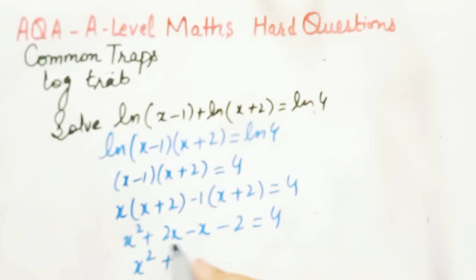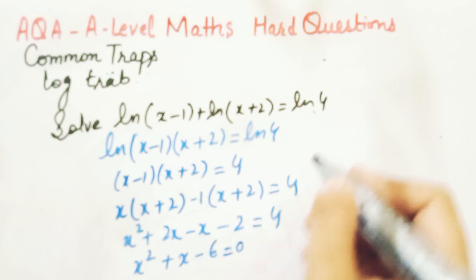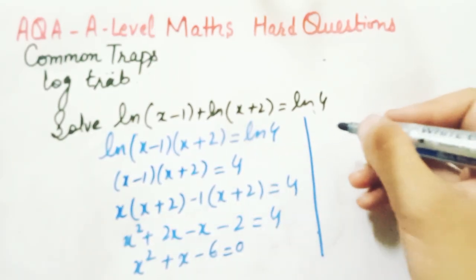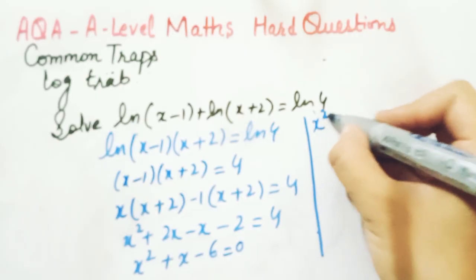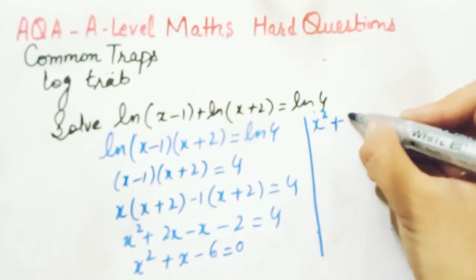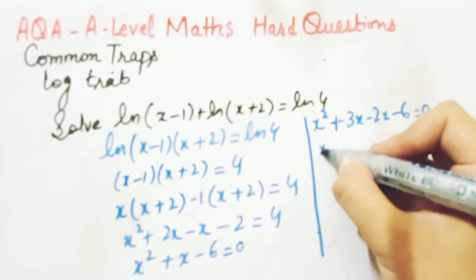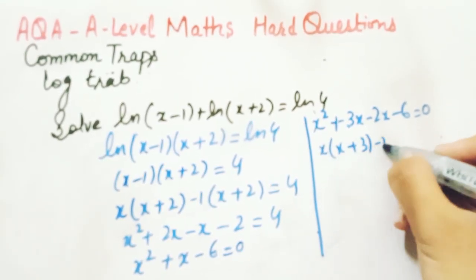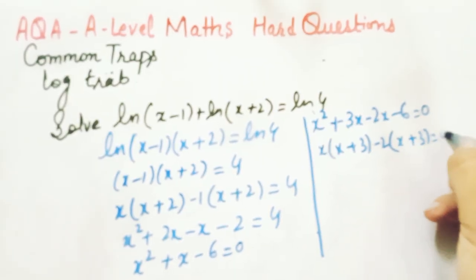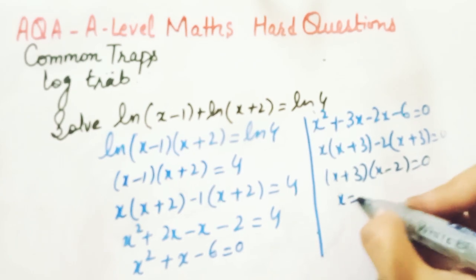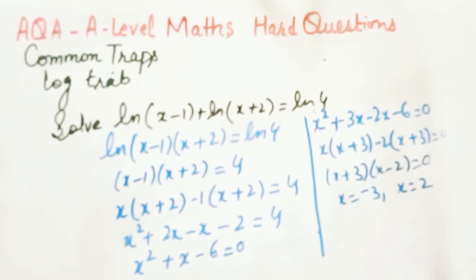So x squared plus x minus 2 minus 4 is 0, which is x squared plus x minus 6 equals 0. We make the factors of 6 such that this becomes x squared plus 3x minus 2x minus 6 equals 0. Take x as common, so x plus 3 is common, and x minus 2. We have x plus 3 and x minus 2 both equal to 0. So x equals minus 3 and x equals 2. These are the two values.